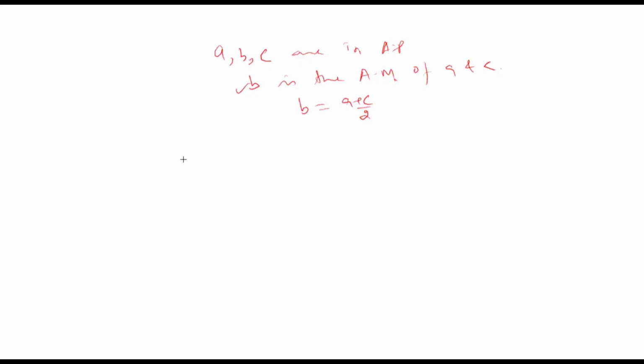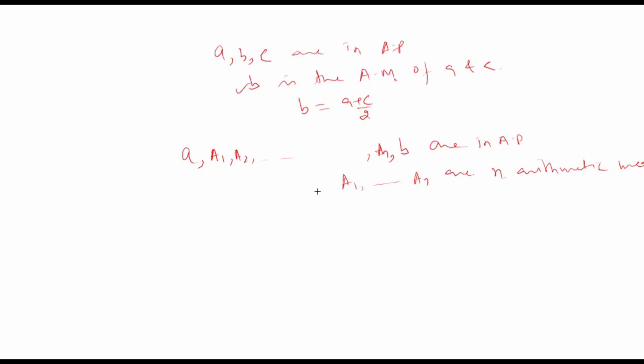If you've got any two numbers like A and B, and in between them you insert some numbers like A1, A2, up to An, so that they all become an AP, then we call A1 to An the arithmetic means. The idea is that they are introduced between these two numbers and now these numbers are in AP.